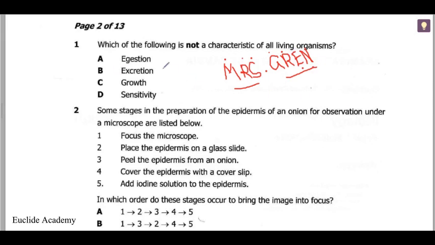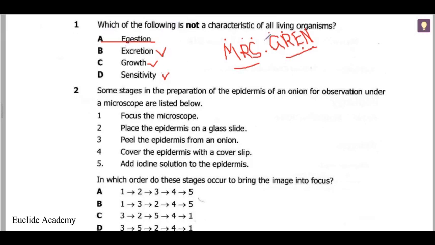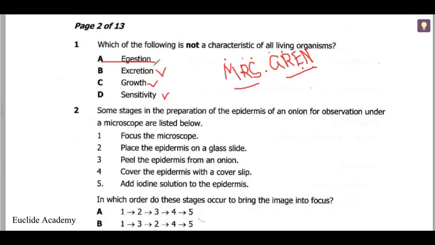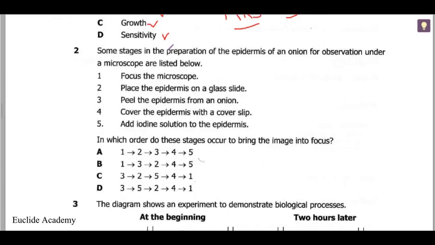So from here, if we check, we have nutrition, excretion, growth, and sensitivity. But egestion is not a characteristic of all living things, so it's not there. Egestion is simply the expulsion of undigested material from the alimentary canal as fecal matter or feces. Okay, that is egestion. So that is question 1.